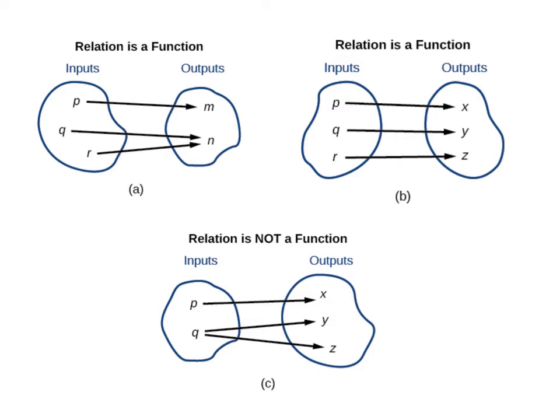The relationship shown in figure B is also a function. In this case, each input is associated with a single output. However, the relationship in figure C is not a function because input Q is associated with two different outputs.